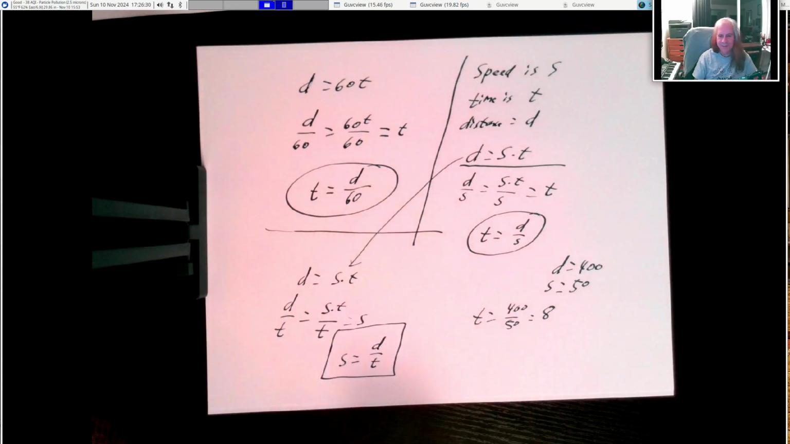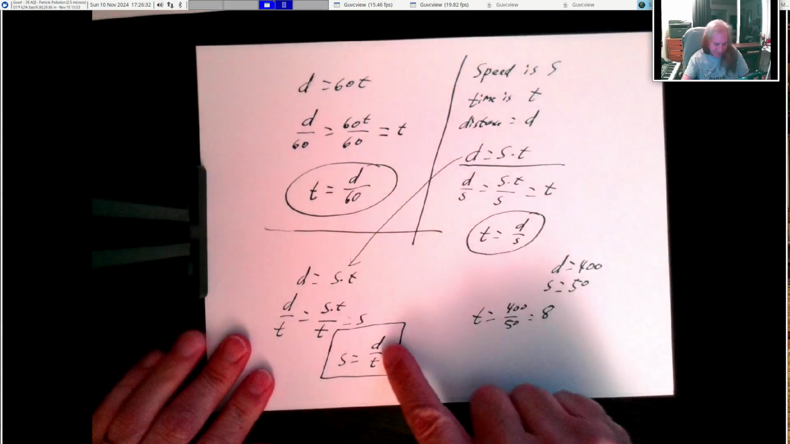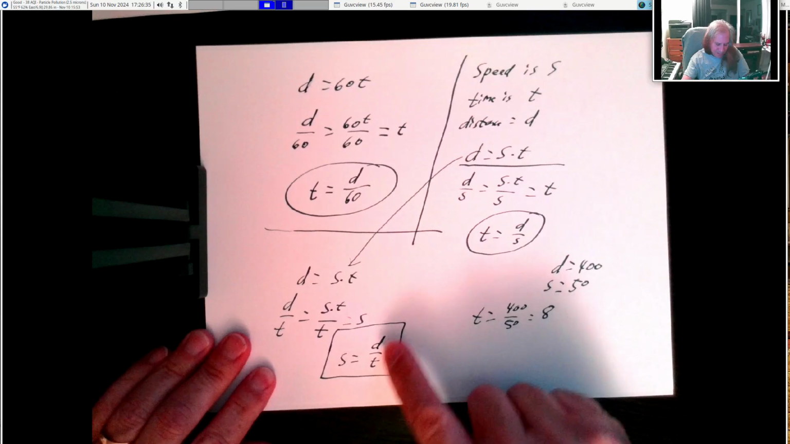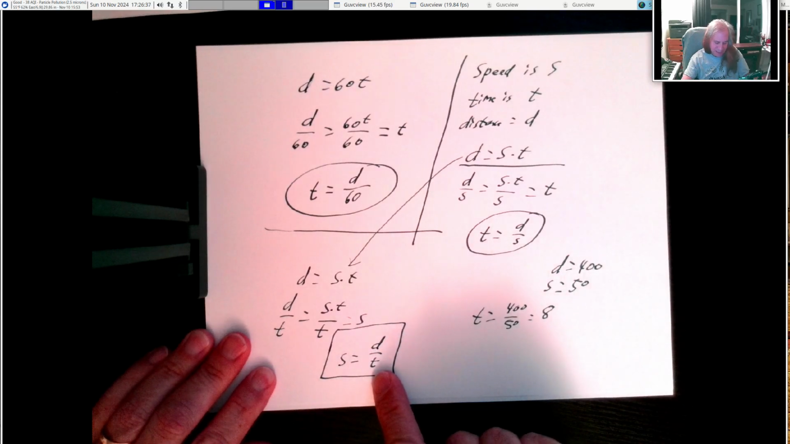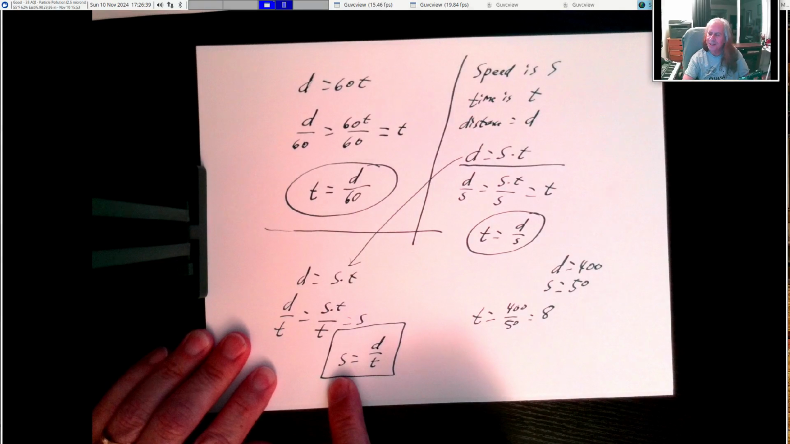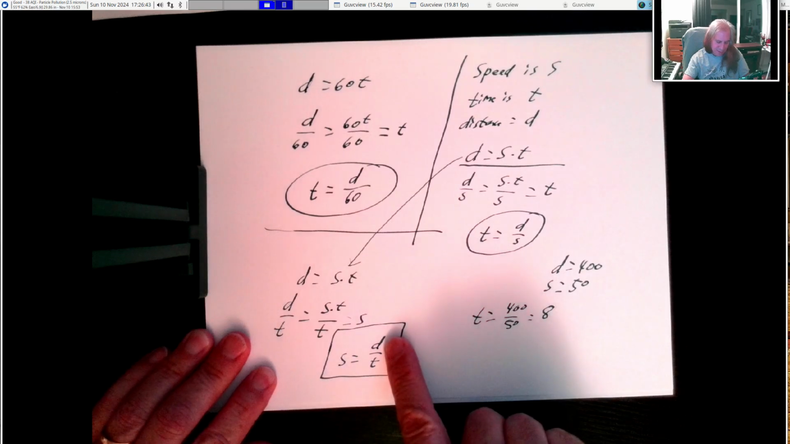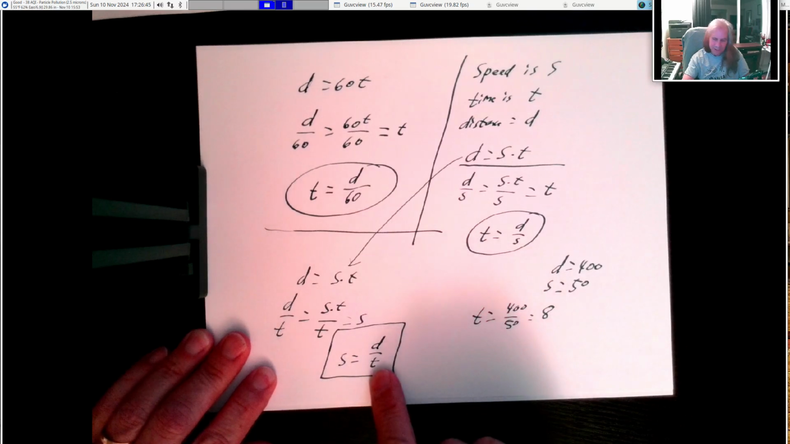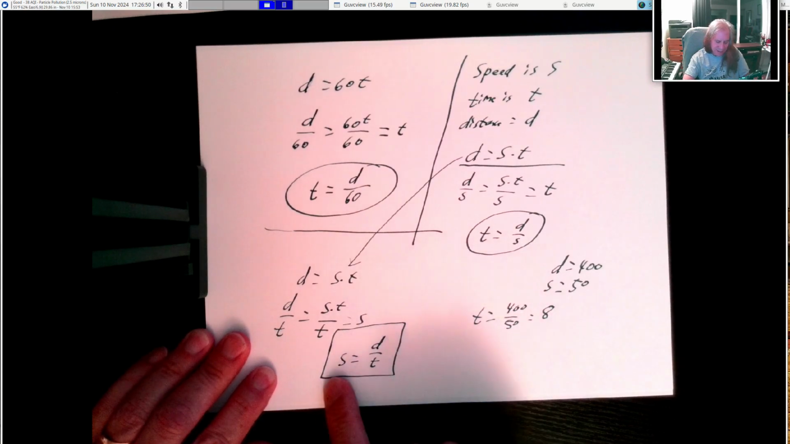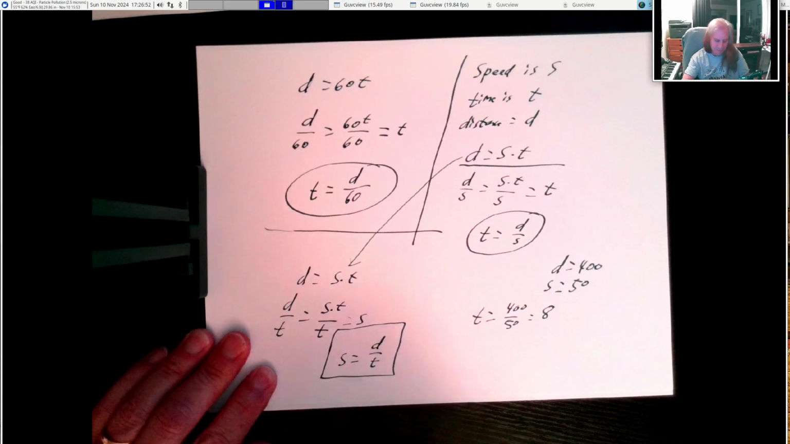And what does this formula tell us? If you want to travel this distance, and you want to drive for that much time, this is the speed you need to travel. So if I want to go 100 miles and I want to do that in 2 hours, my speed has got to be 100 divided by 2, that's 50 miles an hour.